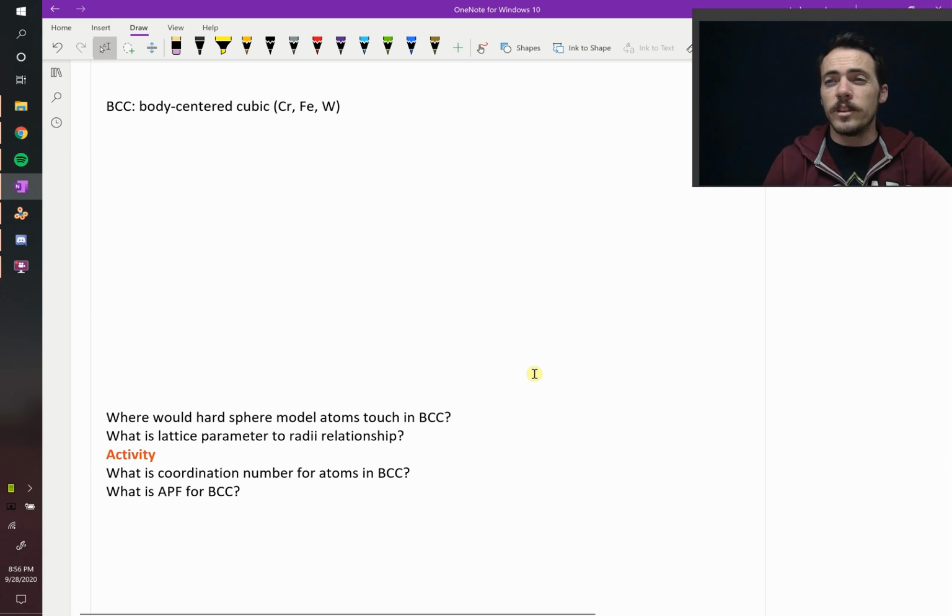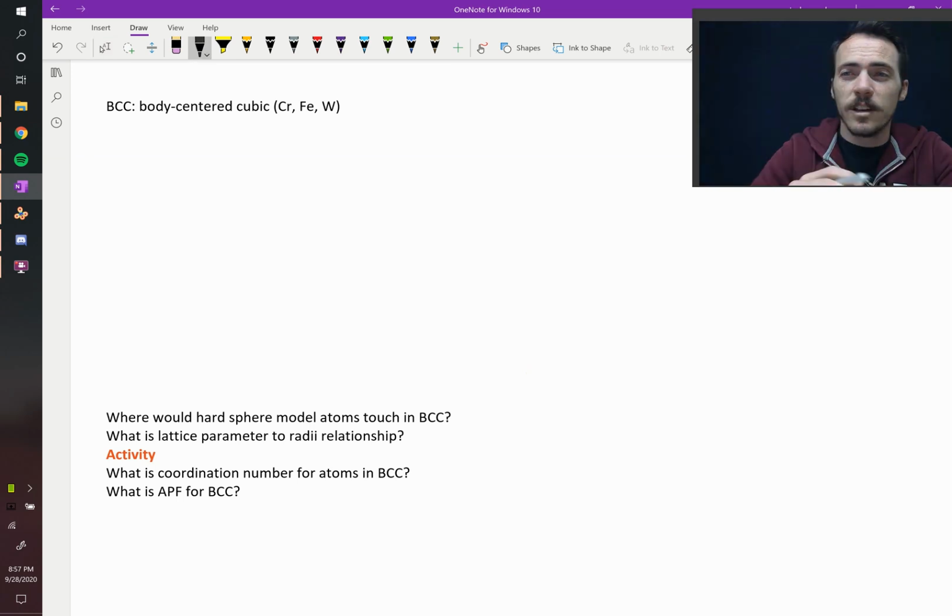All right, let's move on to the next most common metal crystal structure, and that's body-centered cubic, BCC. I'll bet you can guess this one. You saw how face-centered cubic looked, so let's try drawing the body-centered cubic. Let's start by drawing our cube again.